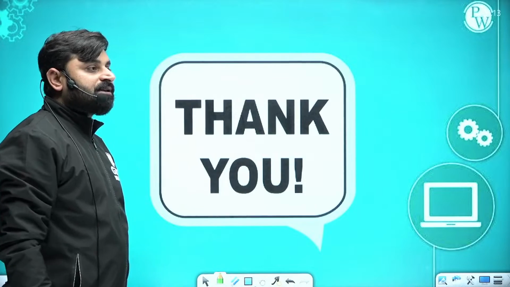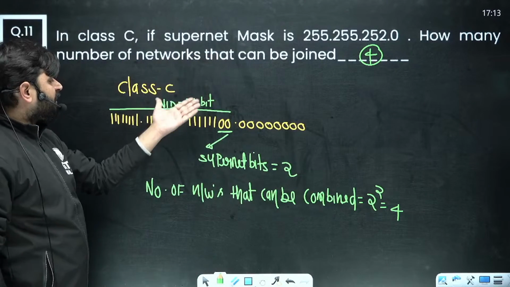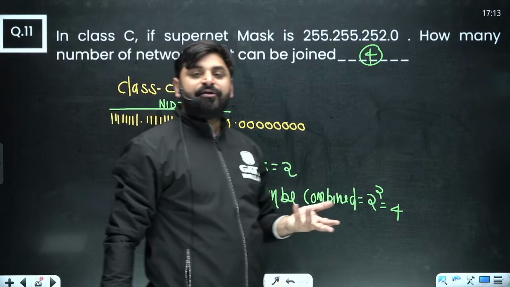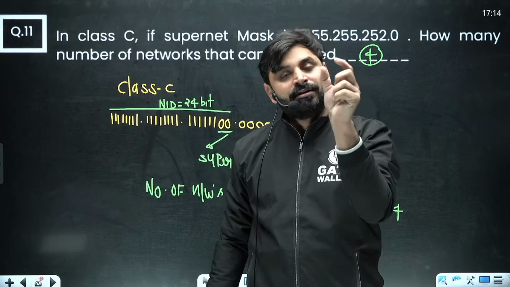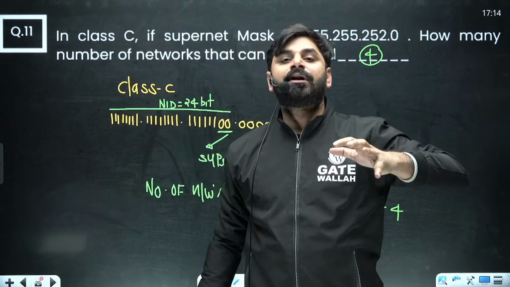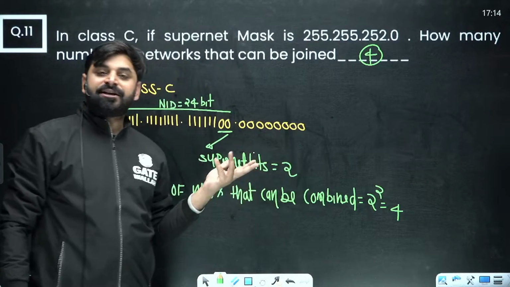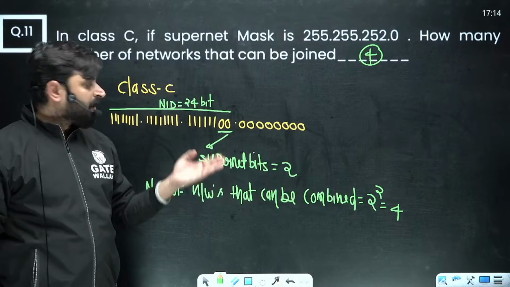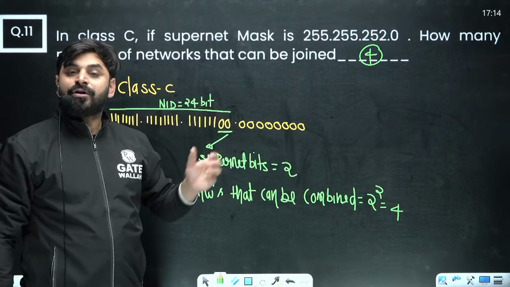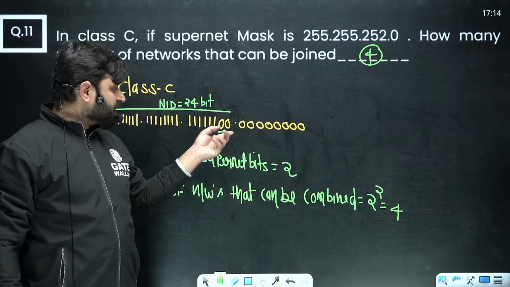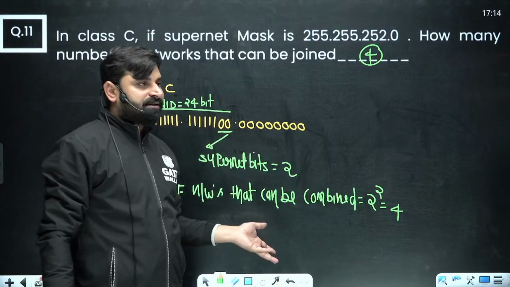The last one is the supernet mask. This is the supernet mask. Class C network ID has how many bits? 24 bits. If the number of ones is less than the network ID, it means we have borrowed from the network ID. In this subnet mask, by default how many ones? 24 ones, but how many ones do we have? 22. So if the number of ones is less than 24, we have borrowed. So these 2 bits we have borrowed. Supernet bits are 2, as already discussed.